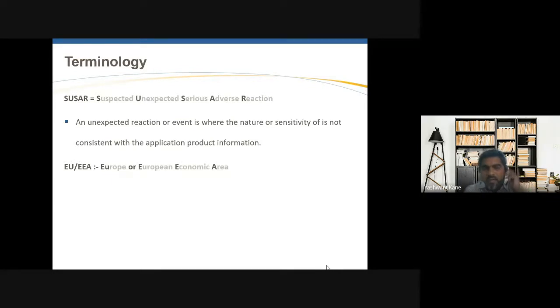Another terminology which we may be using frequently during the presentation is EU or EEA. European Economic Area or European Union is the full form of it.